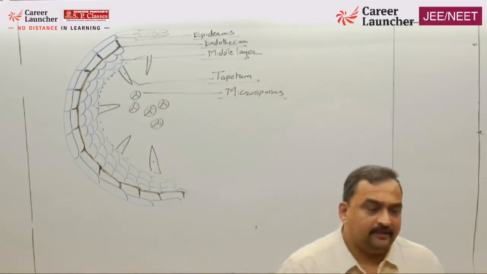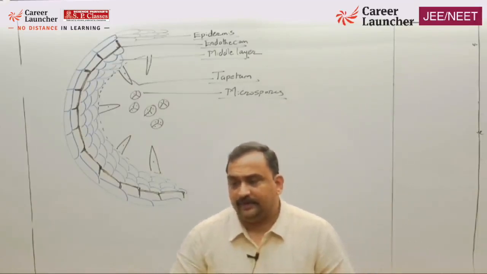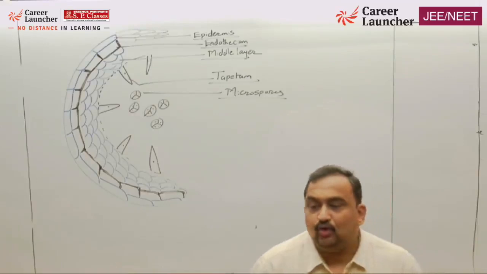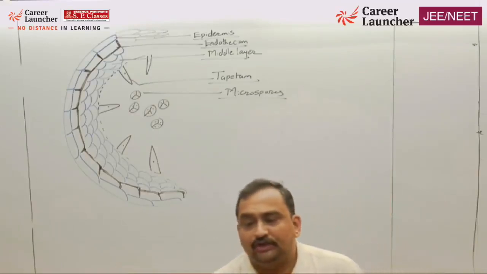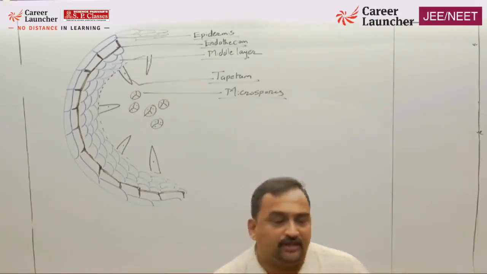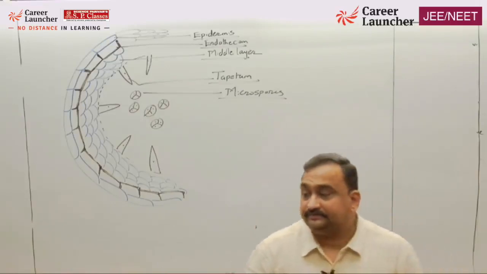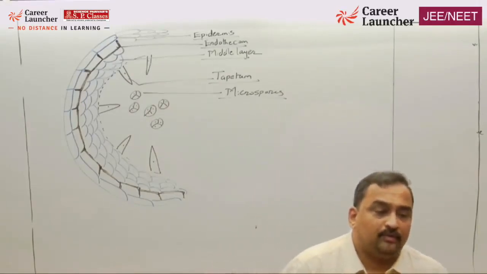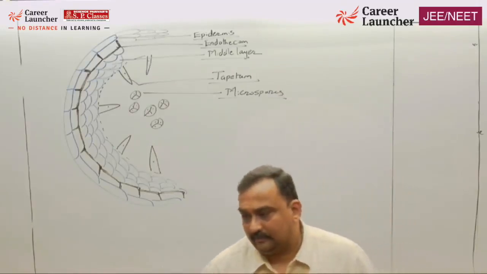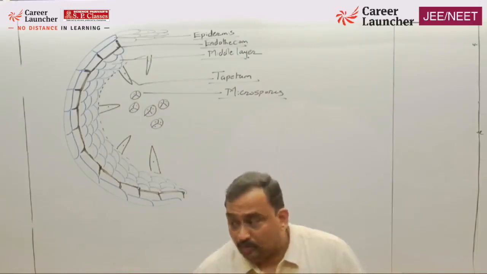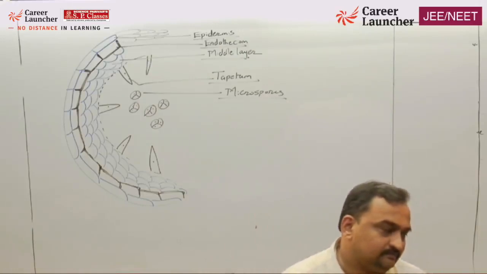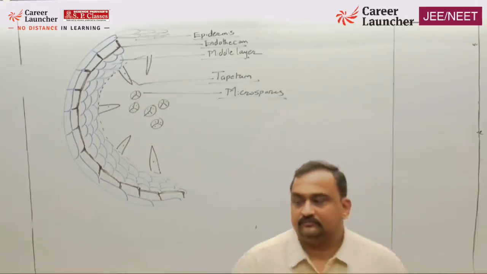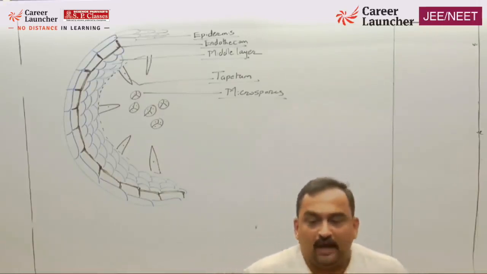Next point. They are nutritive in nature. They secrete Ubisch granules for maturation of microspore mother cells, and cause microsporogenesis.